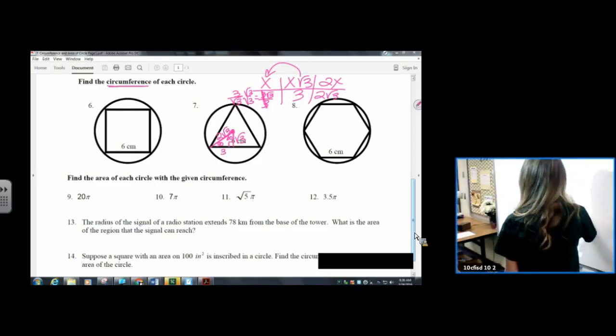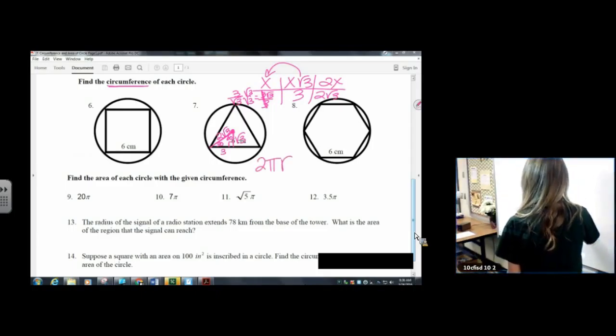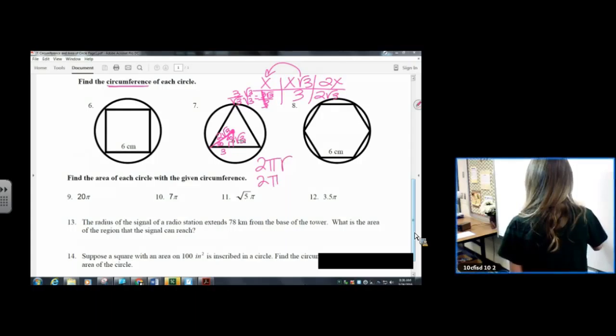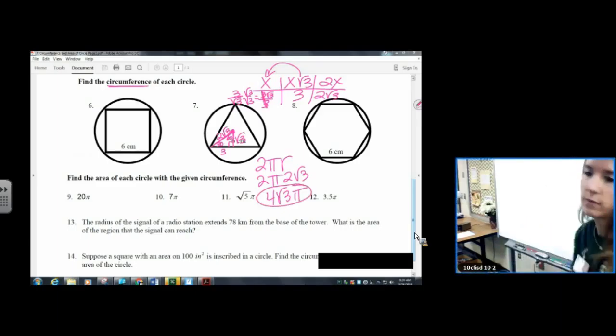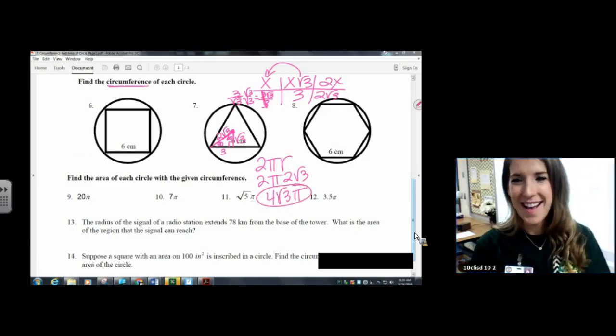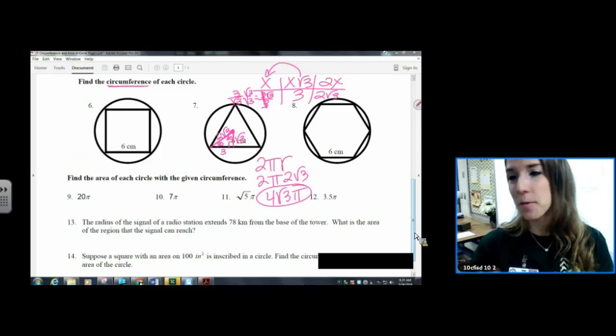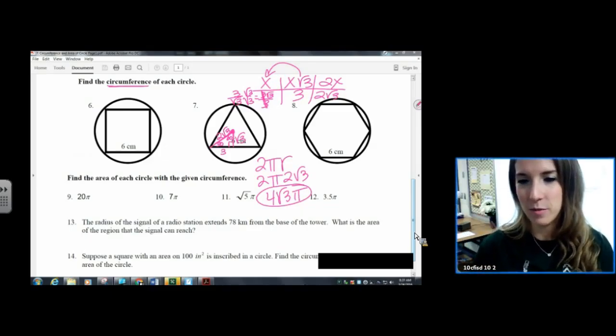The circumference is 2 pi r. So 2 pi r comes out to 2 times 2 is 4, so 4 root 3 pi. So we have an integer, a radical, and a pi symbol all in one answer.